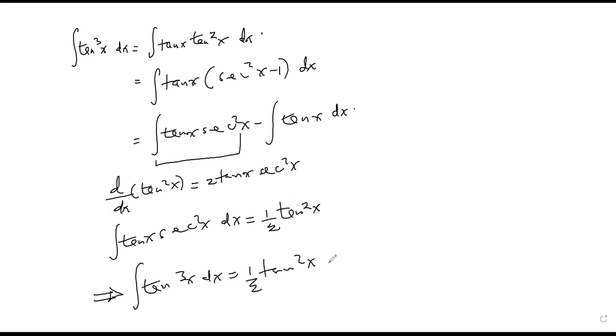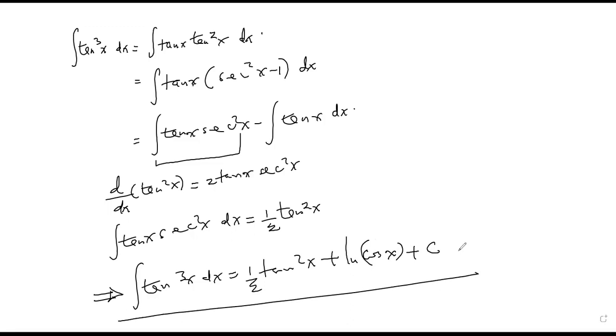tan squared x plus, when we integrate tan x, it is a negative ln cos x, but there is this negative which will make it ln cos x, plus a constant of integration. So for this case, you will have done the integration of odd powers.